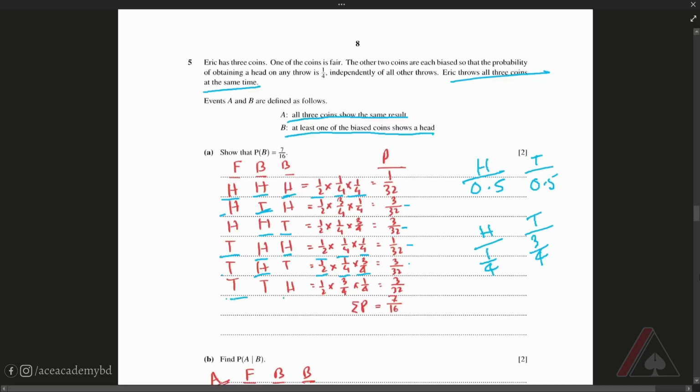And another possibility we could get is one of the biased coins gives a tail, while the fair coin gives a tail as well, and one of the biased coins gives a head. So we multiply the probabilities of those happening independently, and we get the probability of them happening at the same time. Now, these are all probabilities where at least one of the biased coins shows a head. So we add all these probabilities and we simplify it and we get 1 by 16. So this will be our answer.